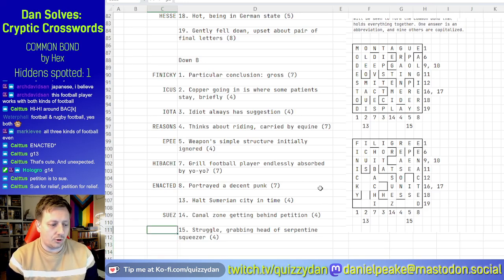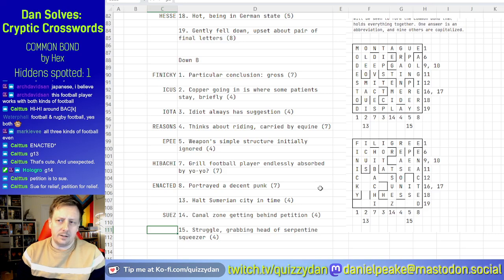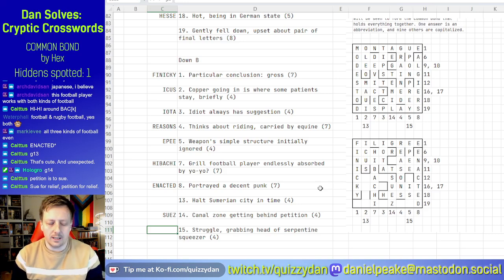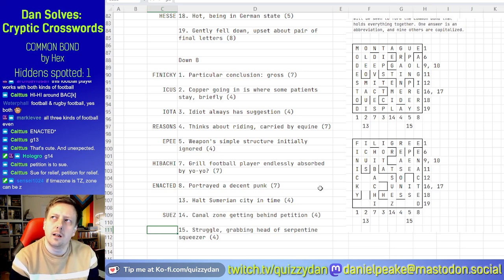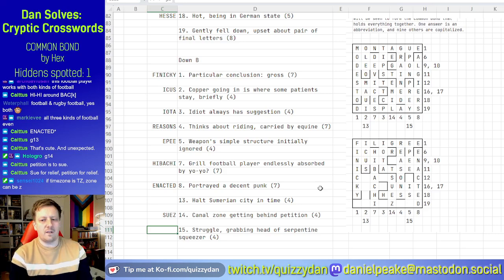And finally, struggle. Grabbing head of serpentine squeezer. Yes, I'm happy with this. I would have spelt it differently. I know this word as having a slightly different spelling. Yeah, I just spelt it with a C, not an S. Go for 15.